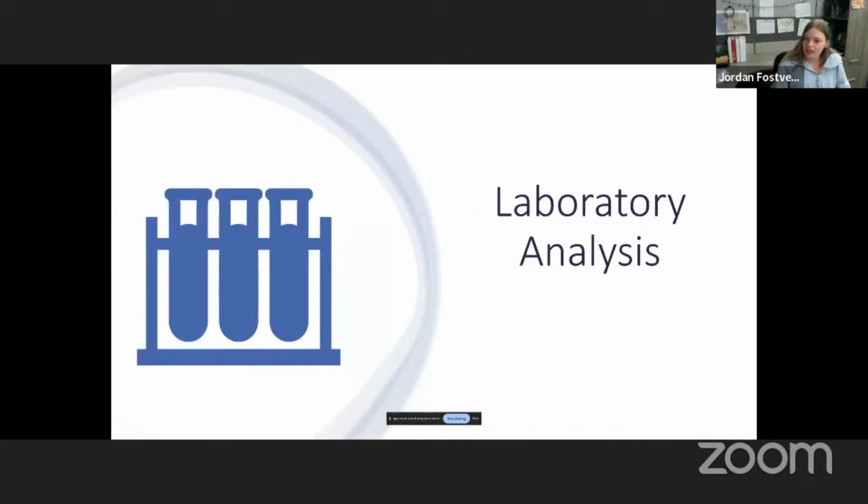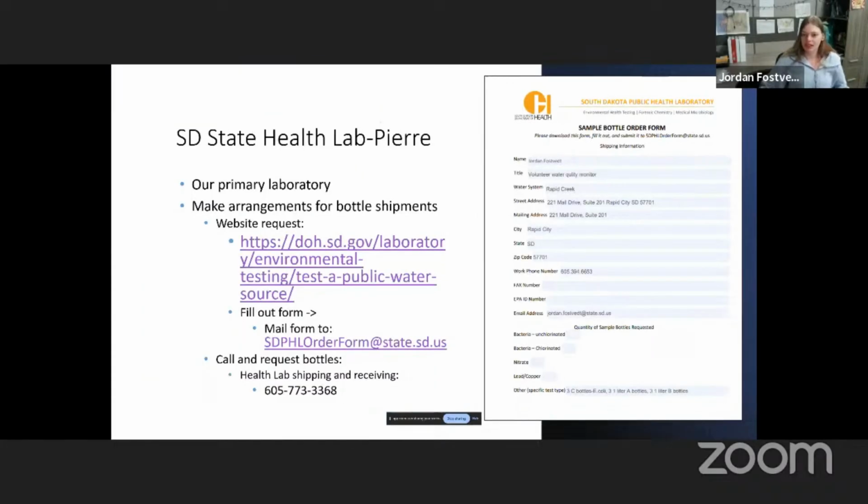Next, we'll talk about laboratory analysis. The main lab we use is the South Dakota State Health Lab in Pierre. To make arrangements for bottle shipments, there's a website request. It takes you to this form, and you fill out the form and mail it back to them at that email address. Or if that form isn't working or is too confusing, you can just call and request bottles from the shipping and receiving at that phone number on the screen right there.